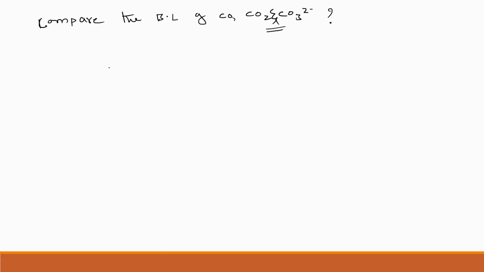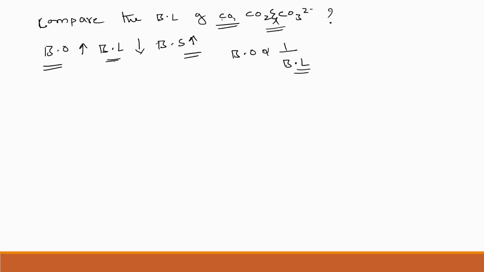Okay, so here we know one thing. As the bond order increases, the bond length decreases. As the bond length decreases, the bond strength increases. This is the relation between bond order and bond length. So that means you can write that bond order is inversely proportional to bond length. Now coming to this one, what is the structure of CO? Carbon monoxide will be like this. What is the bond order for this one? The bond order for this one is 3.